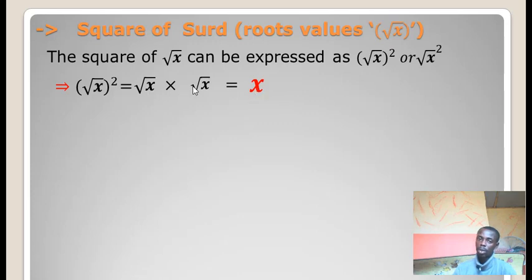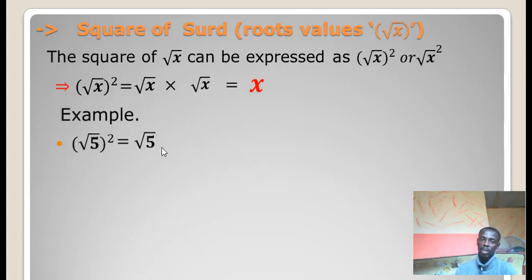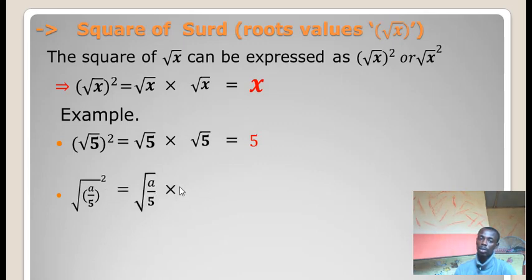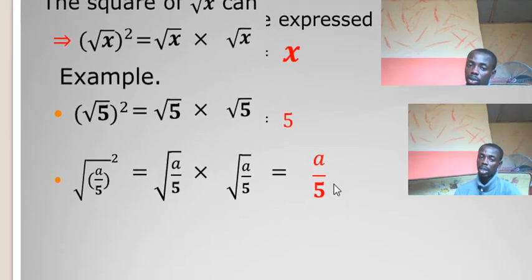So root a multiplied by root a will give a. Root b multiplied by root b will give b. Okay, so let's take a look at some examples under this category. Here we have root 5 multiplied by root 5, and that's just 5. Here we have root a over 5 all squared, and that is simply root a over 5 multiplied by root a over 5, and that is a over 5. Okay, why? We are having the same value in the two roots. The answer is going to be a over 5.